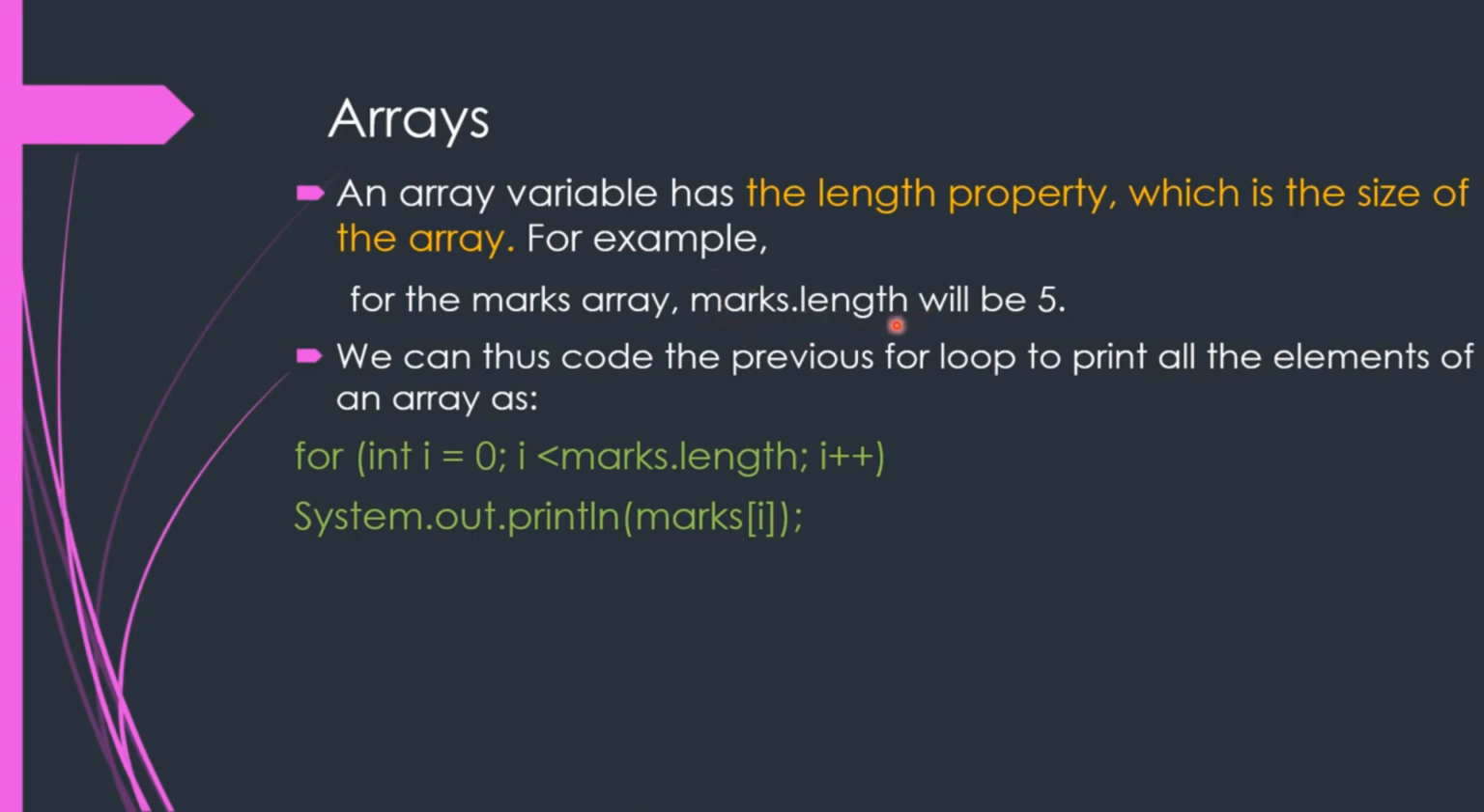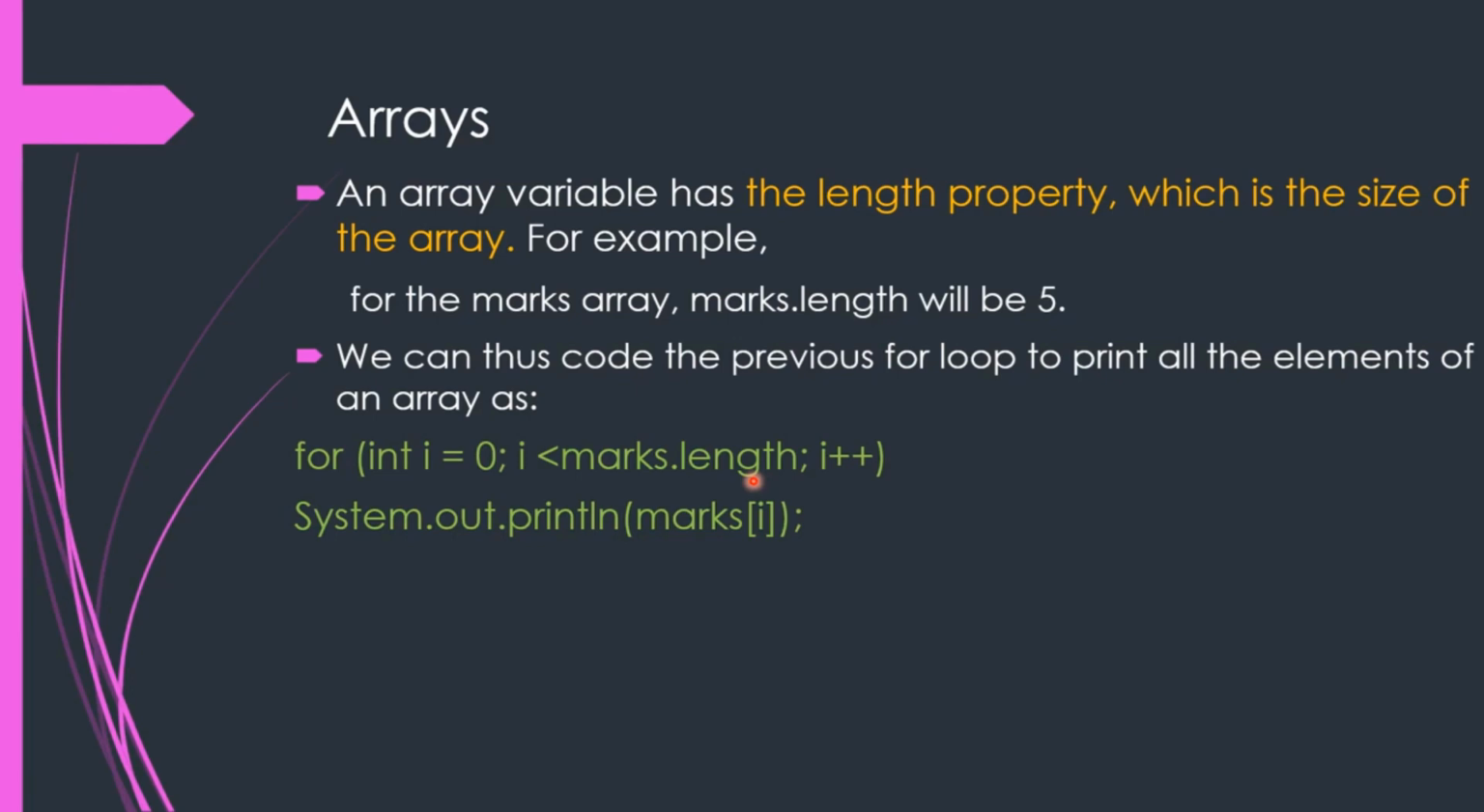So what will be the length of the marks array? It will be 5, because we have discussed that the length property is the size of the array and the size of the marks array was 5. So the length property of the marks array will be 5. We can thus code the previous for loop to print all the elements of an array as follows. We had just used the for command and print command for printing the marks. So here, instead of giving the size, we can also write marks dot length. Why? Because the length property and the size of the array are the same thing.